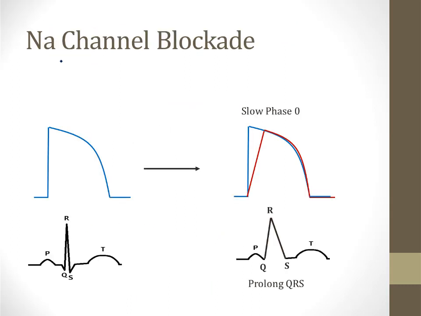Just to make this point very clear, because it's critical that you understand this concept, here's an example of what happens when you block sodium channels in the ventricular and atrial myocytes. This is a normal action potential on the left side of the screen with a normal QRS complex. When you block the sodium channels, you will slow phase zero of the action potential, and on the surface EKG, that can result in a prolongation of the QRS complex.